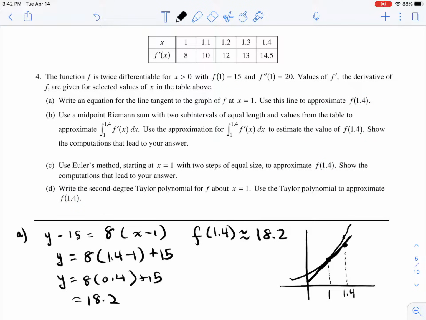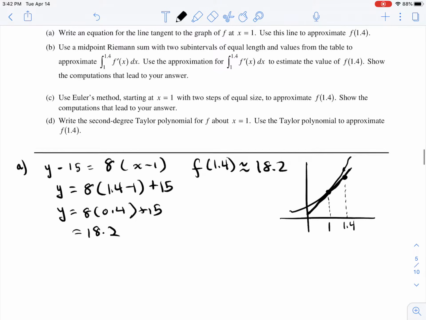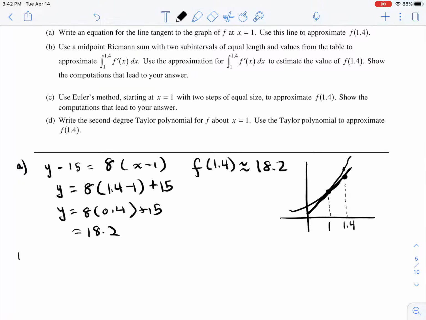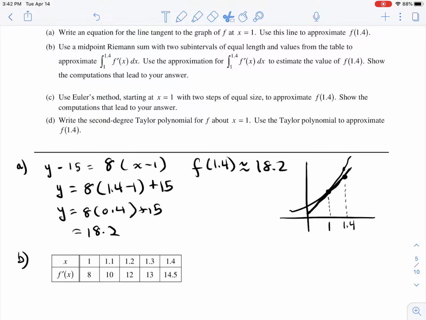So we're trying to use a midpoint Riemann sum with 2 subintervals of equal length. So let's start with the Riemann sum part. So in part B, and while I'm at it, let's just bring that table down so that I don't have to keep scrolling back up and down. So if this is our table of values here, and let's just switch colors real quick.